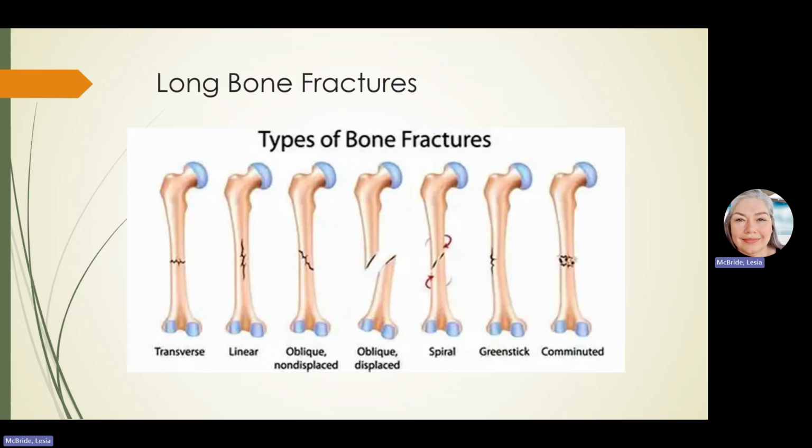Here's another example again: transverse, linear, oblique, etc. Spiral, green stick, comminuted. If you see a patient with a femur fracture of the long bone, and they have a fracture like the transverse one there, they sometimes put a nail down through the two parts in order to pull that back together. So it's quite interesting. You can find those procedures on YouTube if you're interested in looking at one of those.